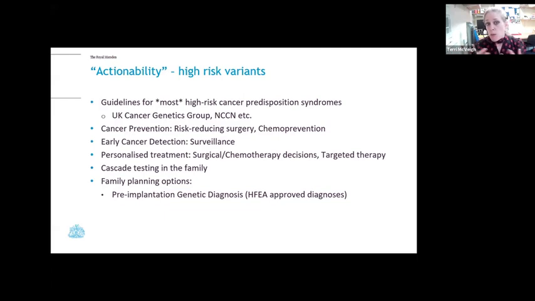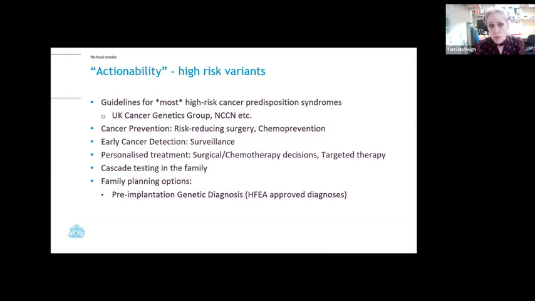If we think about chemo prevention in these high-risk people, obviously aspirin has revolutionized the way that we tackle cancer risk in people with Lynch syndrome. We use tamoxifen for people at higher risk of breast cancer. A lot of the risk management hinges around early cancer detection, with enhanced surveillance. Some of these people will be eligible for personalized treatment.